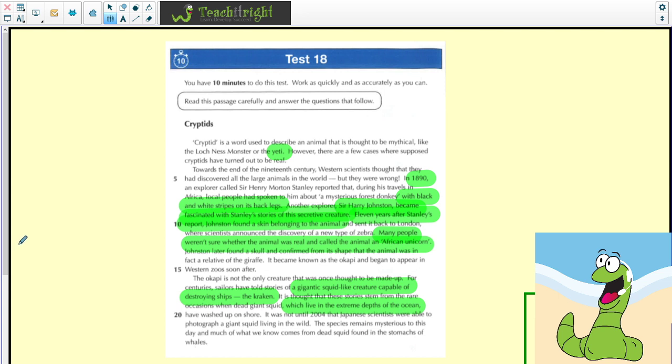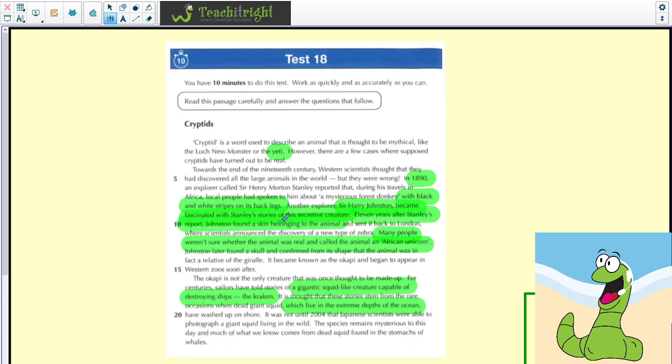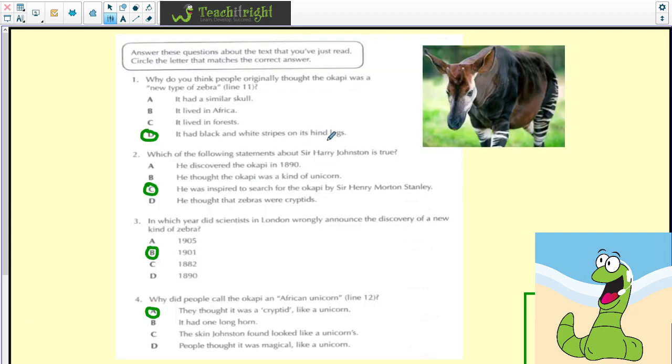Let's go and have a look at the cryptids. So cryptids, this is an interesting passage. So hopefully you've read it down through, found out all about cryptids. And then we can answer the questions about it as well. So let's have a little look at the questions. So move down through the questions. What I've done is I've circled the right ones. Okay, and hopefully by going back to the passage, this is where I've highlighted all the evidence, where I've found all the answers. So hopefully you can be doing that and checking against what you've got.